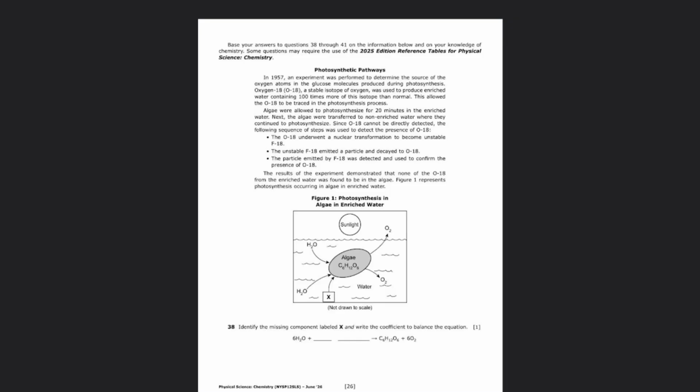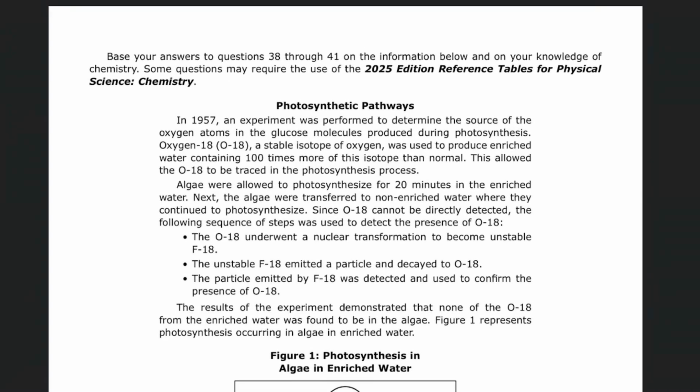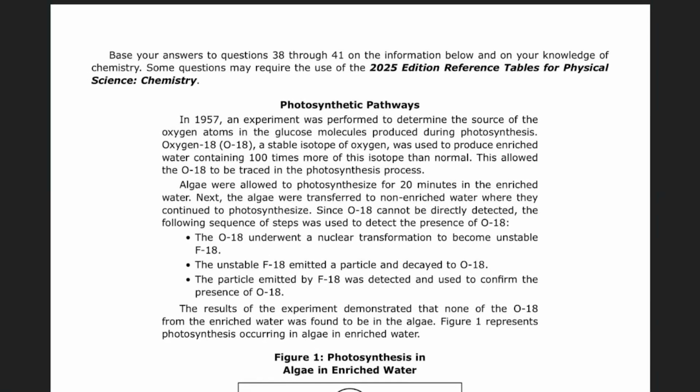All right, so as with all the clusters, we're going to start with reading the passage for understanding. So here we go. In 1957, an experiment was performed to determine the source of oxygen atoms in the glucose molecules produced during photosynthesis. Oxygen 18, a stable isotope of oxygen, was used to produce enriched water containing 100 times more of this isotope than normal. This allowed the oxygen 18 to be traced in the photosynthetic process.